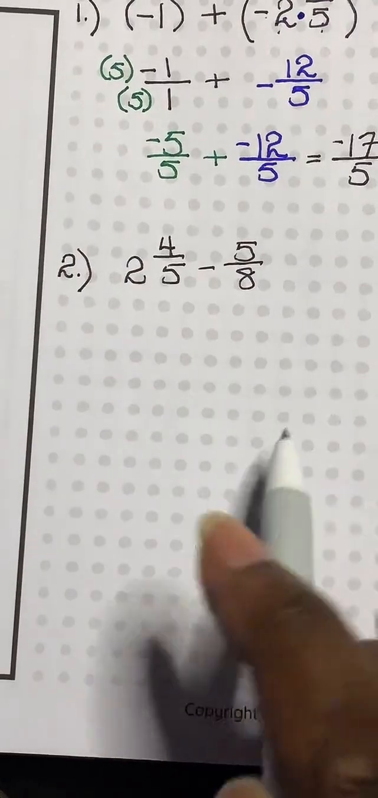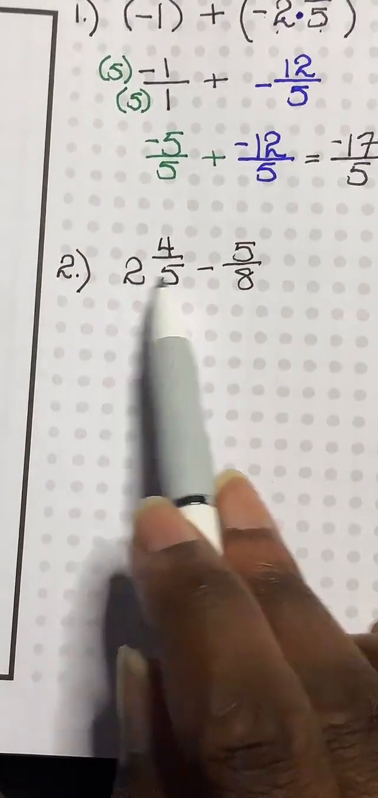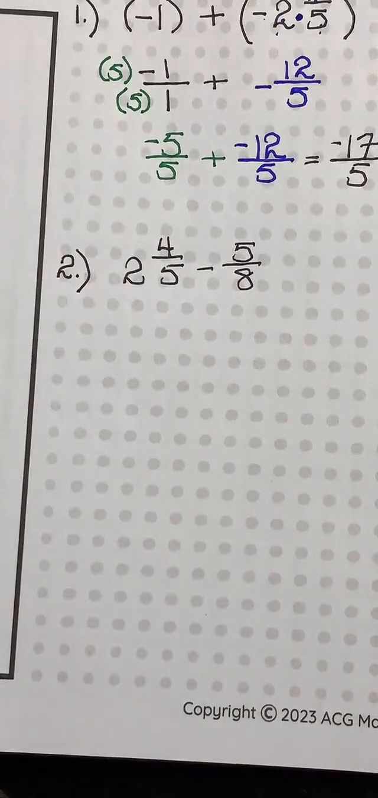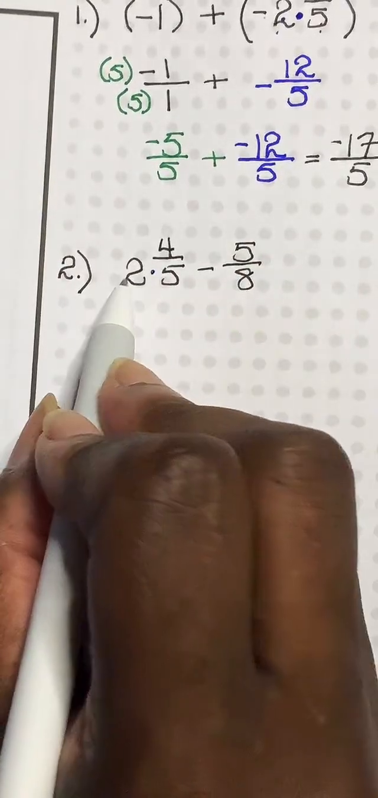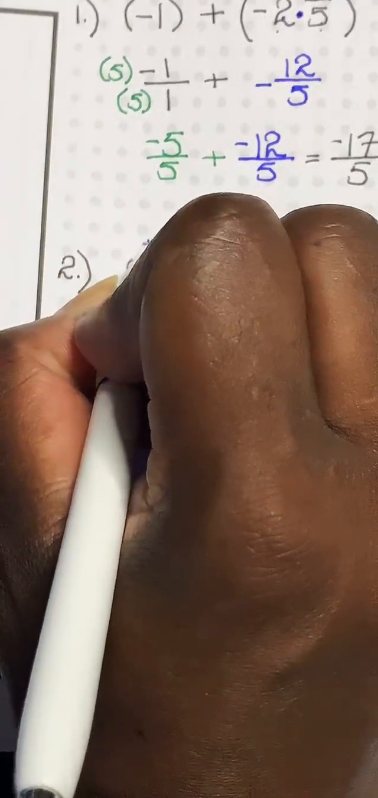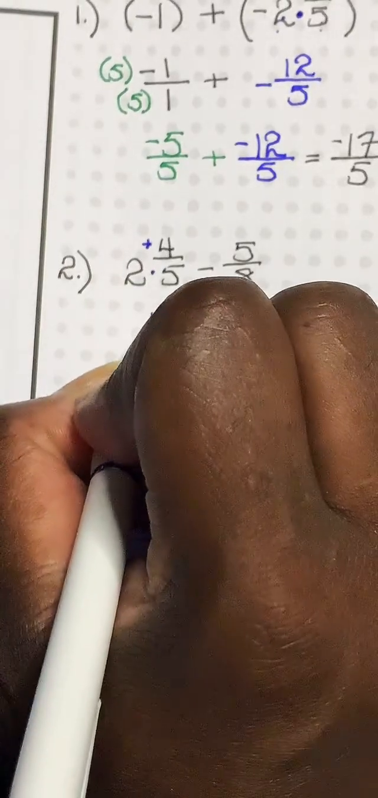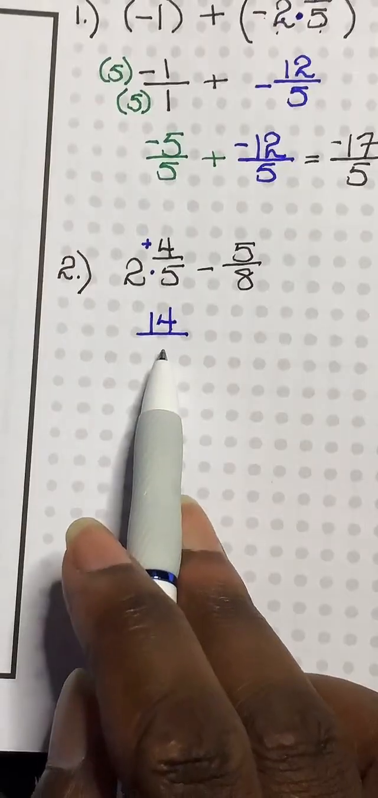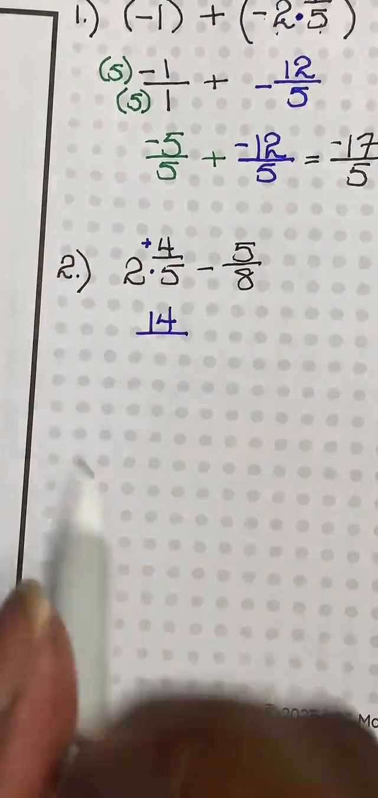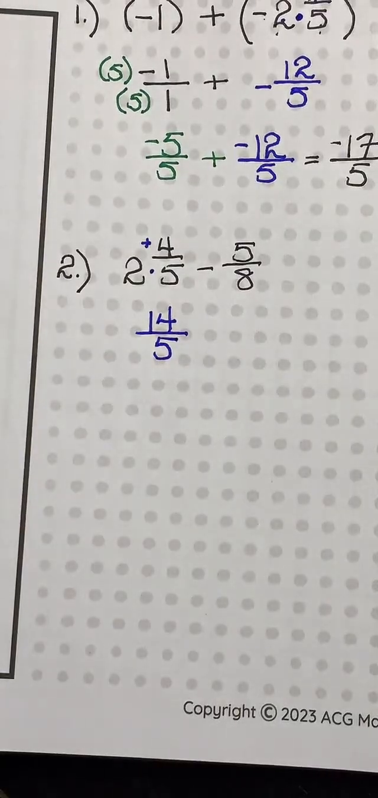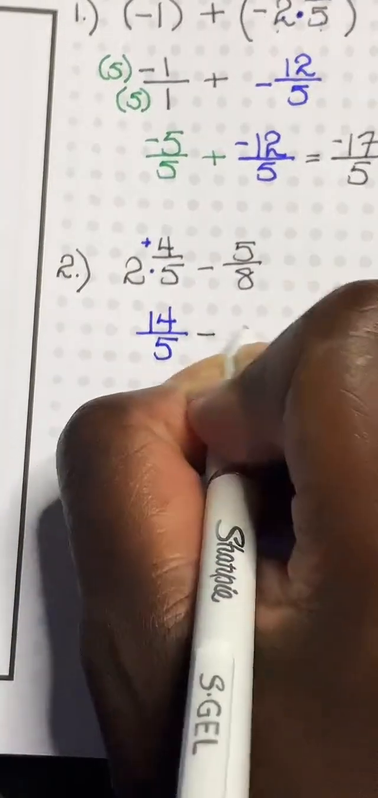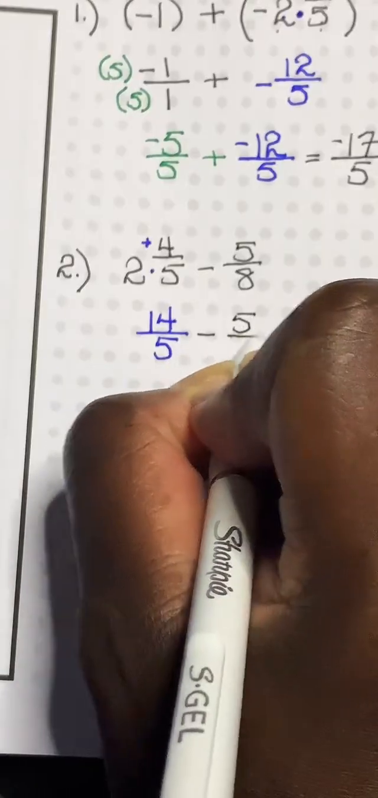So now we have our 2 times 4/5. So if we make it into improper, 5 times 2 gives me 10. Plus the 4 will give us our 14. I saw someone had that up there. And you put that 14 over your divisor, which is 5. We bring over our minus 5/8.